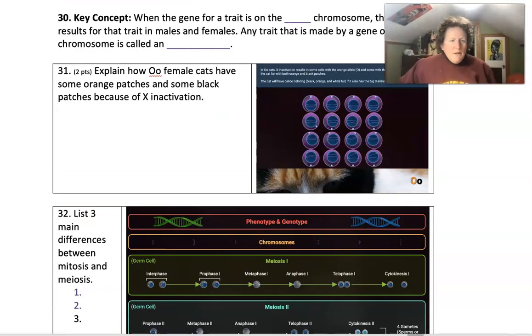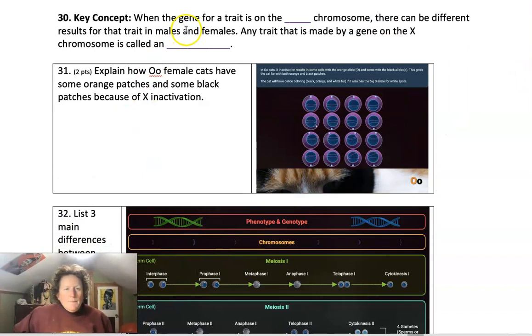So let's go back to our lab sheet here for a moment. Any trait that's made on a gene on the X chromosome is called an X-linked trait, or you could say a sex-linked trait.